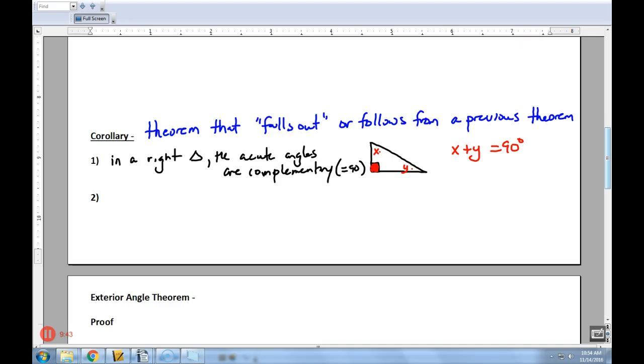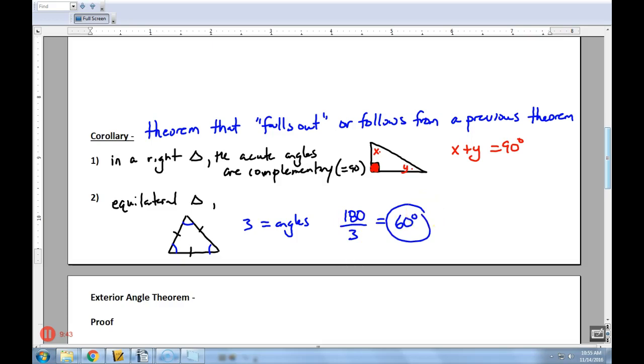Alright, and then we have a second corollary that follows from that, which I already talked about in 4.1. If you have an equilateral triangle, which basically meant that all three sides are the same and all three angles are the same, if you have three equal angles and the whole triangle adds up to 180, 180 divided by 3 means 60 degrees. So basically, equilateral triangles, each angle individually is 60 degrees. That's going to be true for every single equilateral triangle out there. It'd be impossible for an equilateral triangle to have different angle measures.